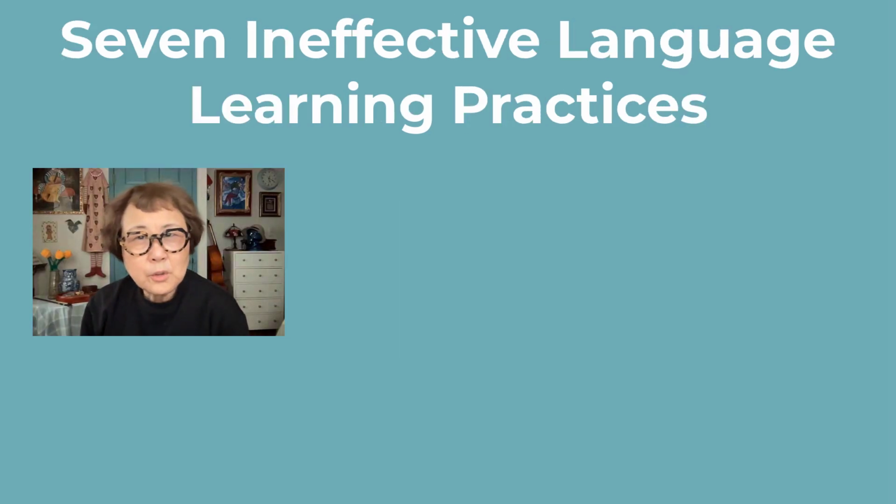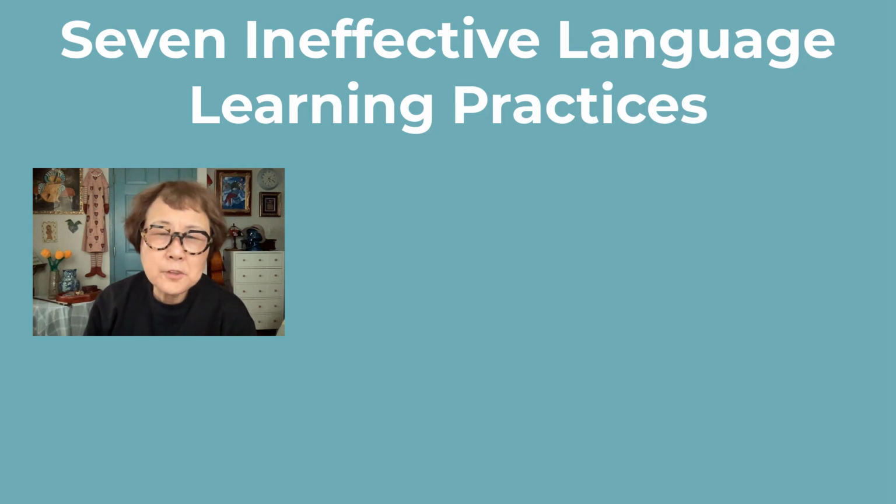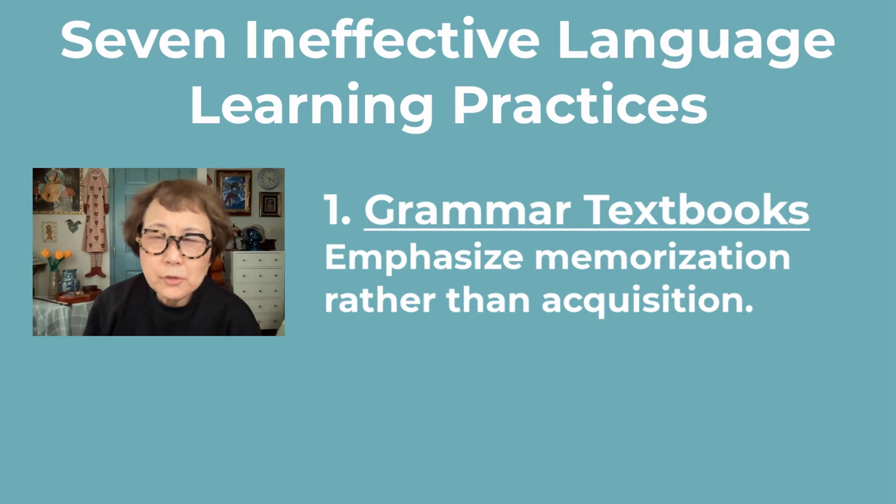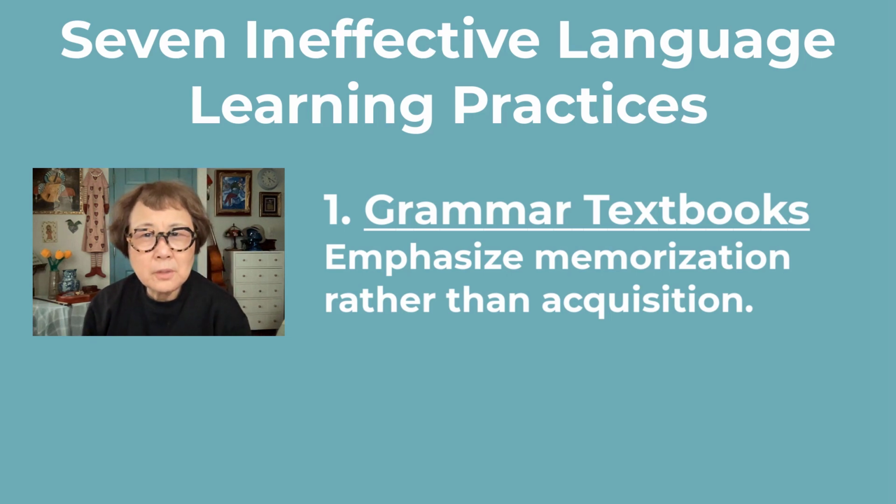The 7 traditional language learning practices that hinder natural, efficient language acquisition. Number 1, using grammar-based and vocabulary-restricted textbooks. Such textbooks focus on memorization for tests rather than true language acquisition.